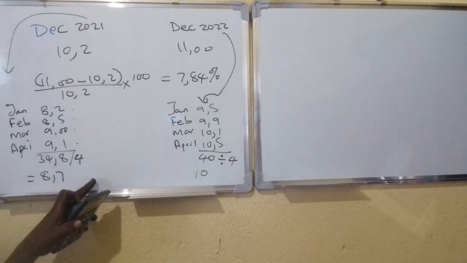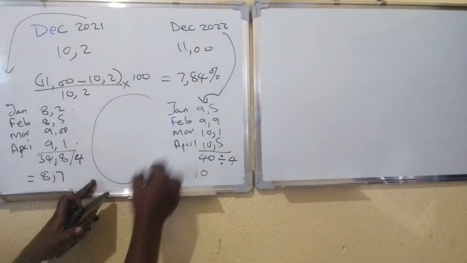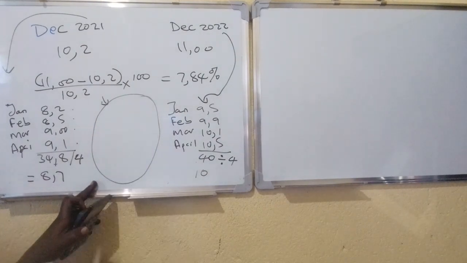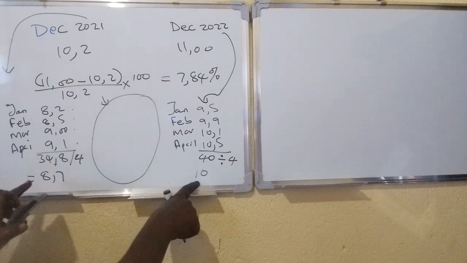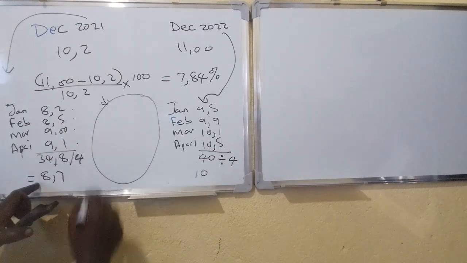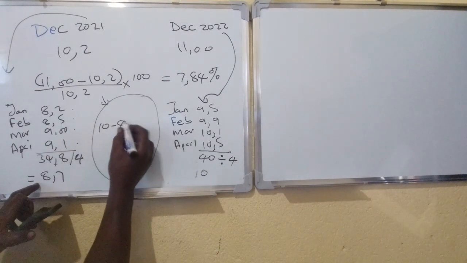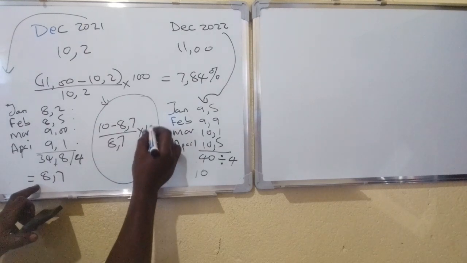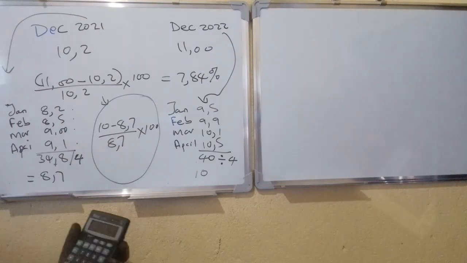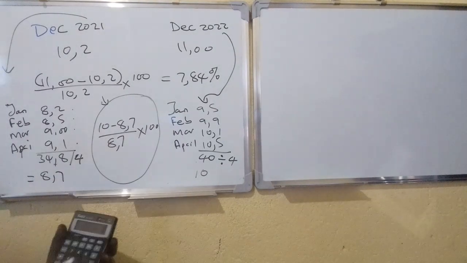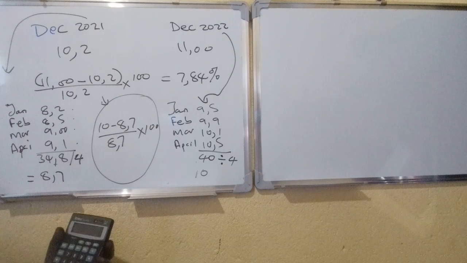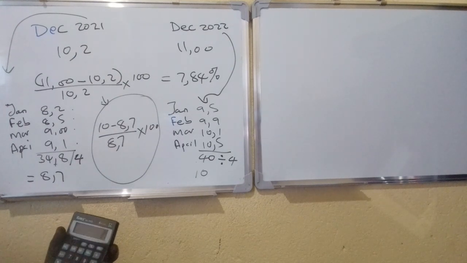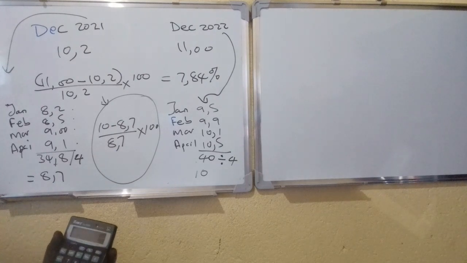So now, how do we then calculate the inflation? I'm going to use this little space. Same method now. So it's going to be current minus previous divided by previous. So it's going to be 10 minus 8.7 over 8.7 times 100. Let's see. 10 minus 8.7, divided by 8.7 times 100.